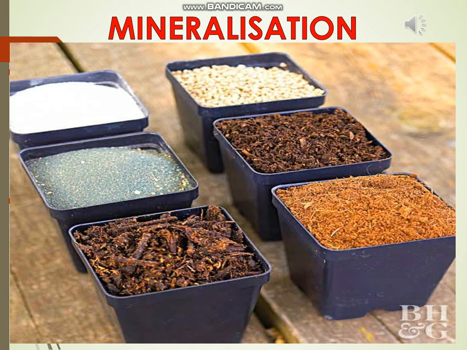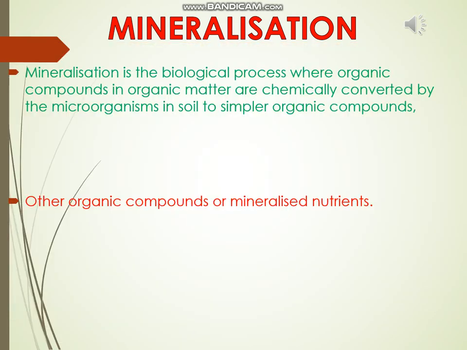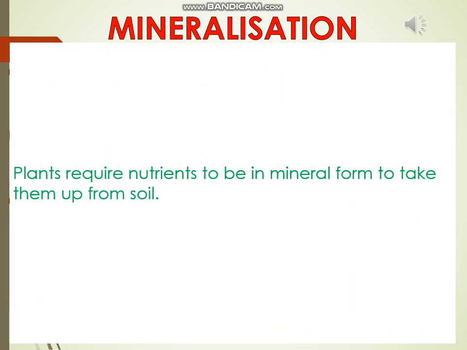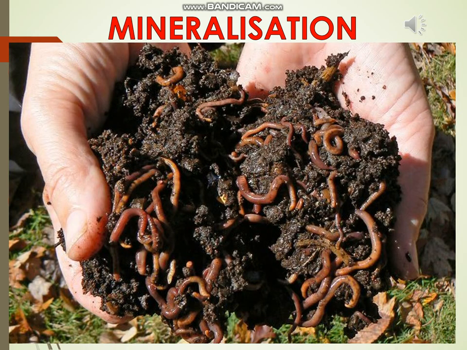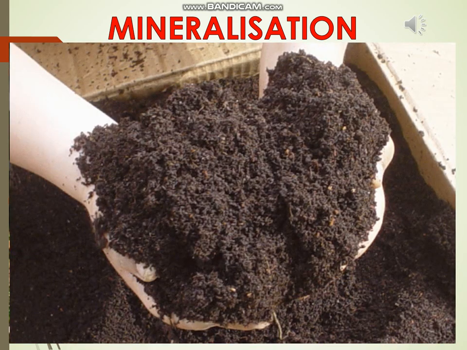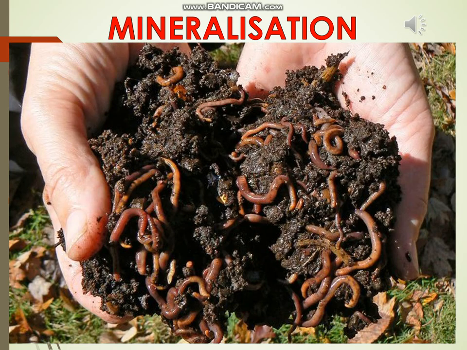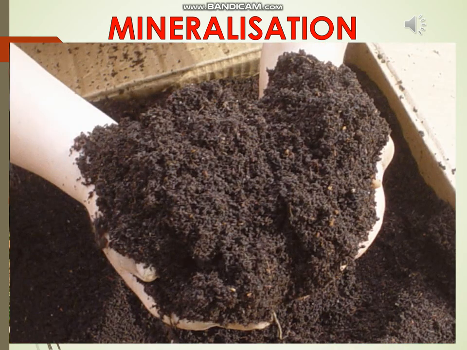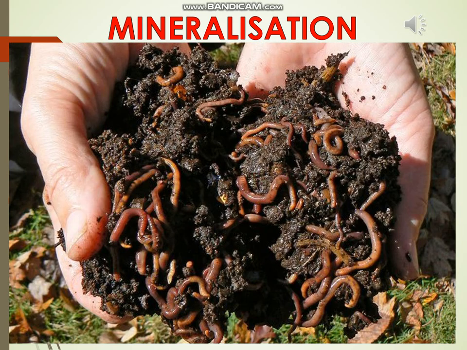The final end product of mineralization is nutrients in the mineral forms. Plants require nutrients to be in mineral forms to take up from soil. Therefore, all nutrients in organic matter must undergo mineralization before they can be used by living organisms. For example, consider a protein molecule containing carbon, nitrogen, phosphorus and sulfur.